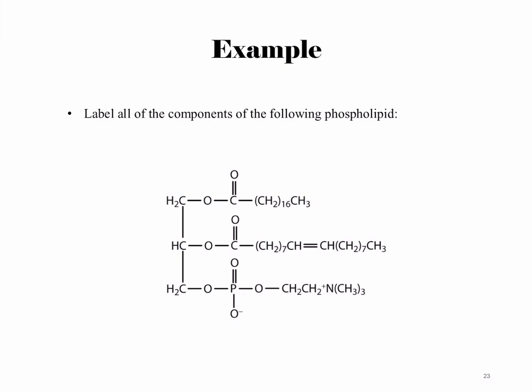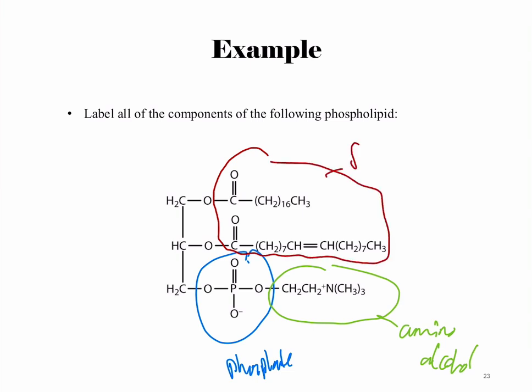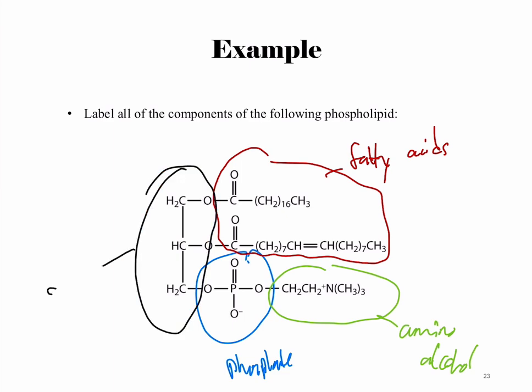And so if we had to label each of the parts here, we see that this would be the phosphate. This is our amino alcohol. These are our two fatty acids. And this is our glycerol.